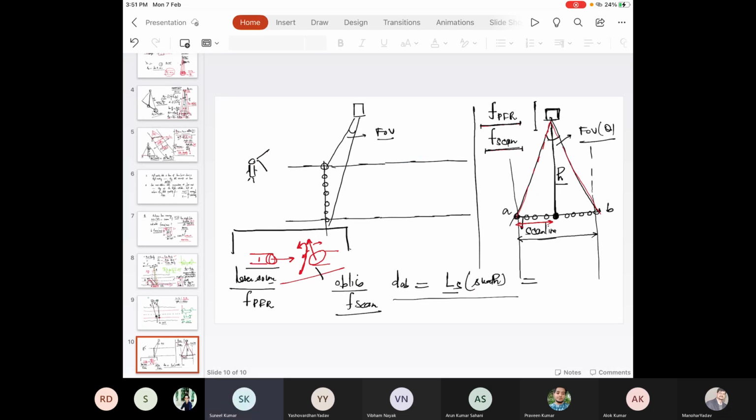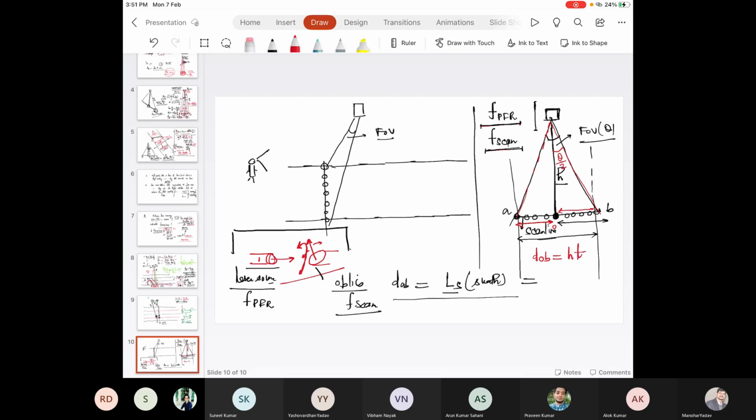Sir, 2 tan theta by 2. Good. So it is this length. If you see O and B, this length OB is equal to... This angle is theta by 2. So tan theta by 2 is equal to this length OB divided by H. So OB is equal to H tan theta by 2.